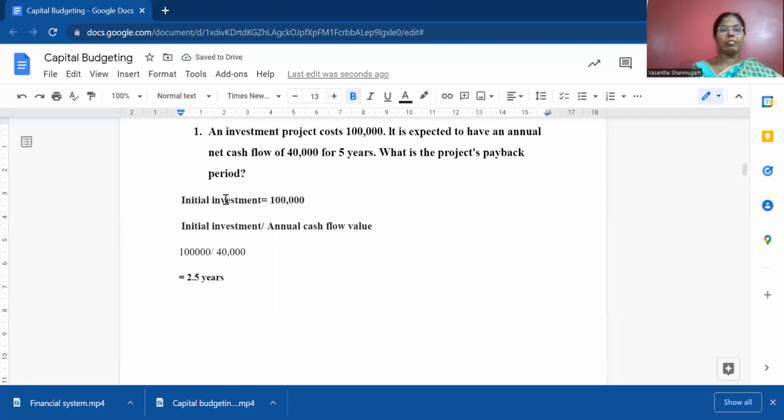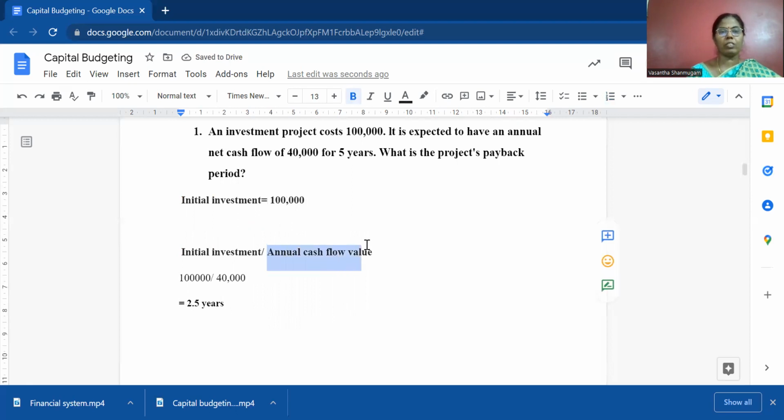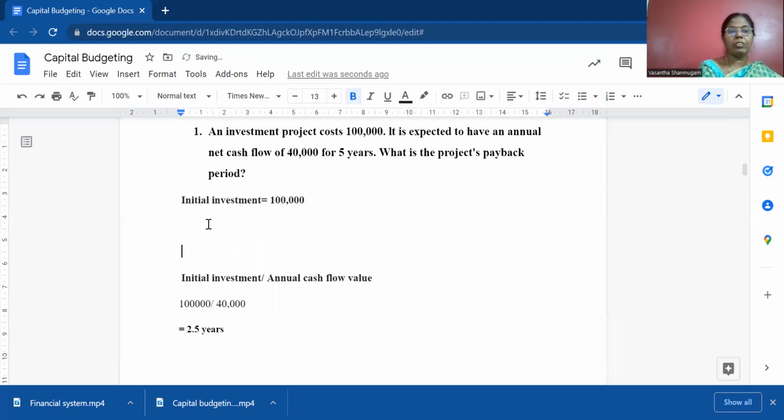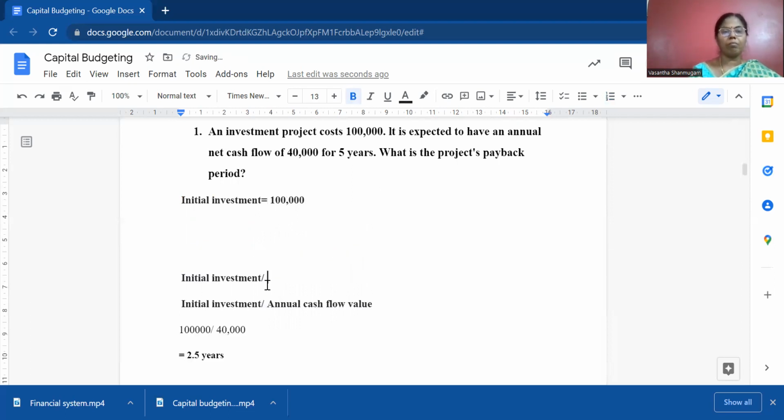Then the next thing is annual cash inflow. Annual cash inflow, how much is given? Annual cash flow is 40,000.